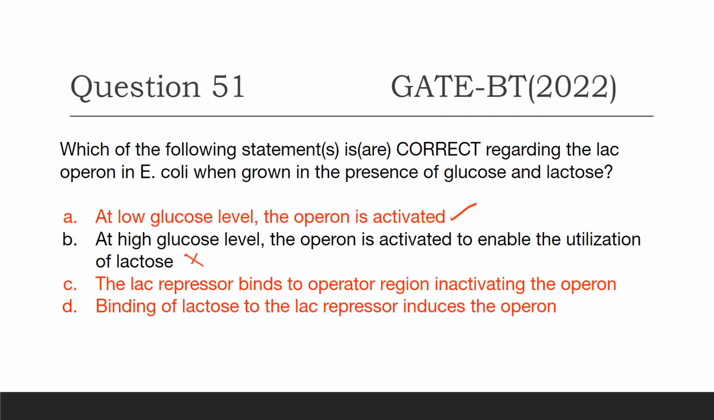Option C is that the Lac repressor binds to the operator region, inactivating the operon, which is correct. And option D is binding of lactose to the Lac repressor induces the operon, which is also correct. So the correct answers are A, C, and D in this case. That is it for the answer for this question.